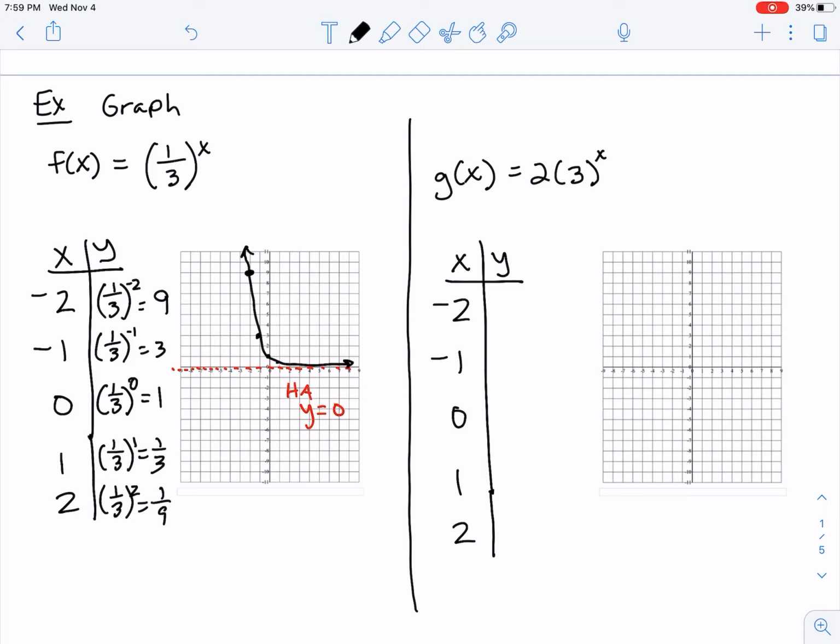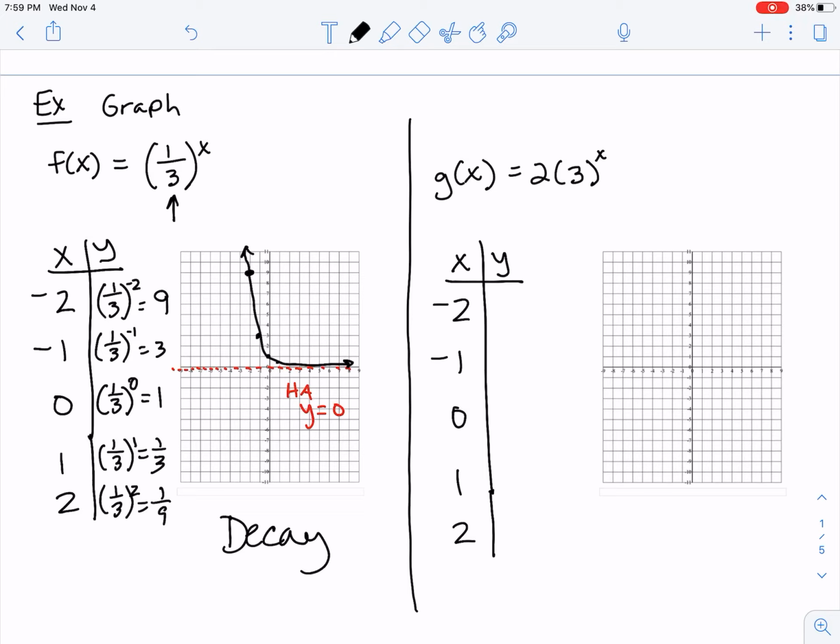I want you to notice that this graph is a decay. Why is it a decay? Because my growth factor is a third. So notice where I put the arrow, that is my growth factor. And then our initial value is what's out in front, and that would be a 1. Okay, so since that growth value is between 0 and 1, I'm going to have a decay.